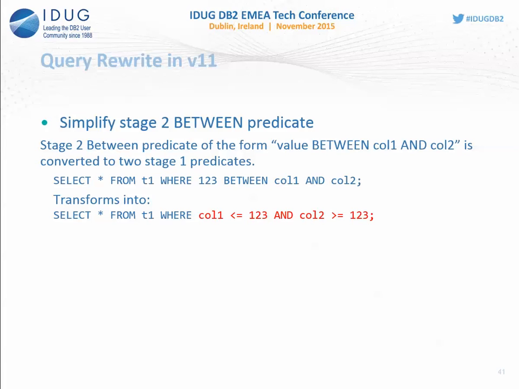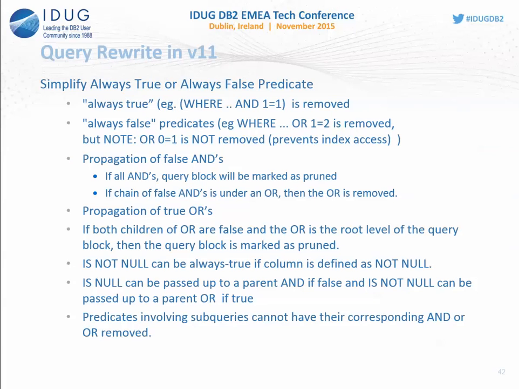So here's another enhancement that we do. Simplify stage two between predicate in version 11. And we also prove more and more predicates. Like always true predicates we remove, always false predicates we remove, with the exception of where 1 = 0 or 1 = 1, which is not removed.